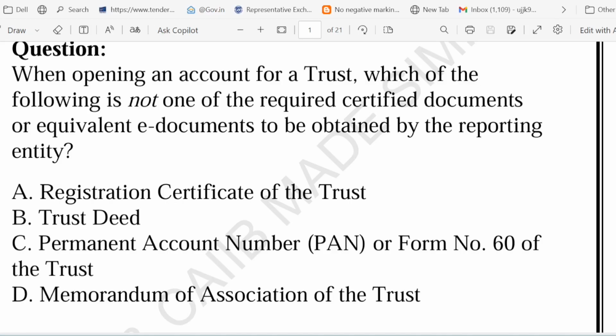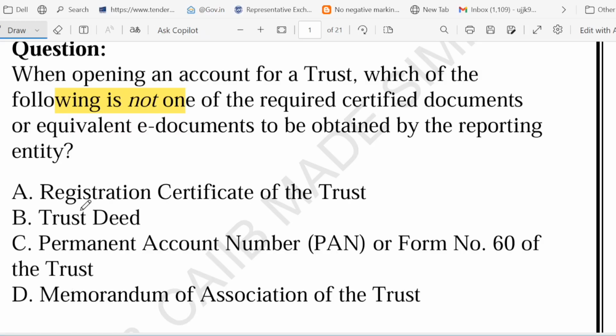The question is: when opening an account for a trust, which of the following is not one of the required certified documents or equivalent e-documents to be obtained by the reporting entity? Remember, "which of the following is not" is the keyword. Option A, registration certificate of the trust. Option B, trust deed. Option C, PAN or Form 60. And option D, memorandum or articles of association of the trust.